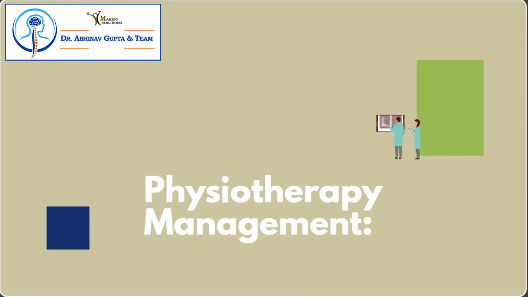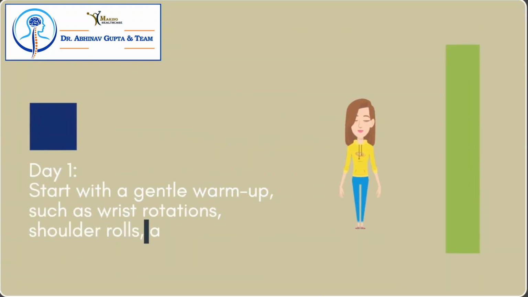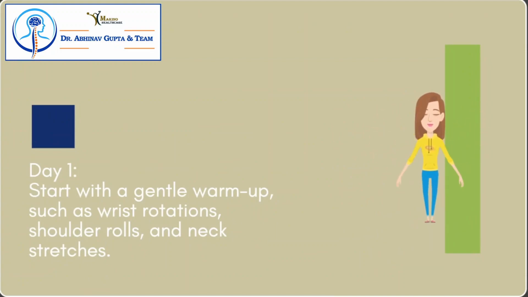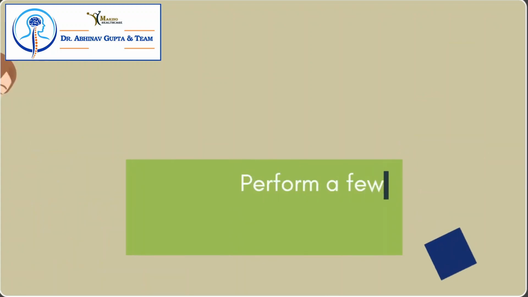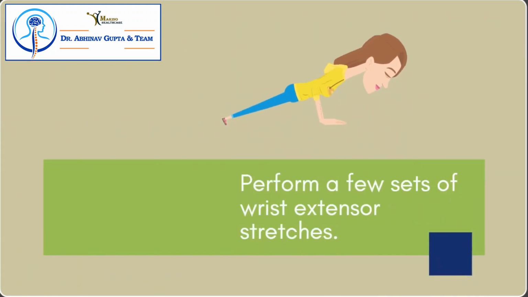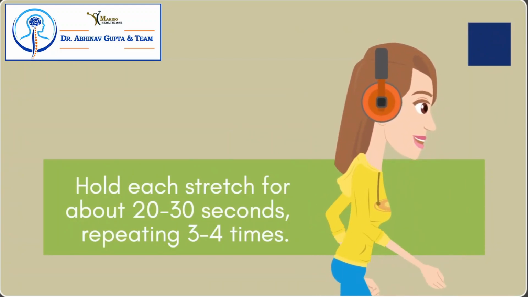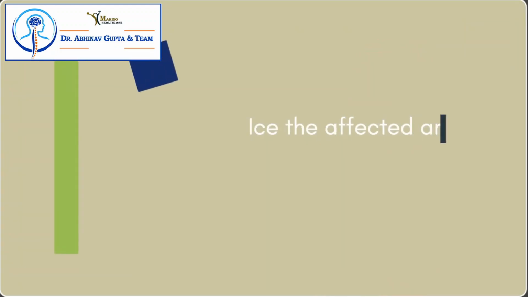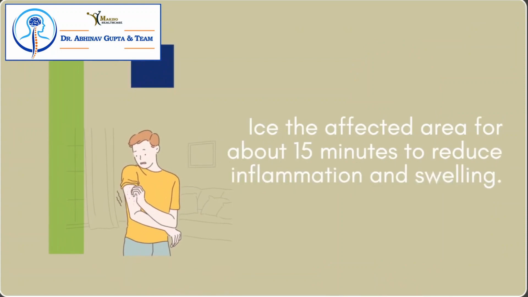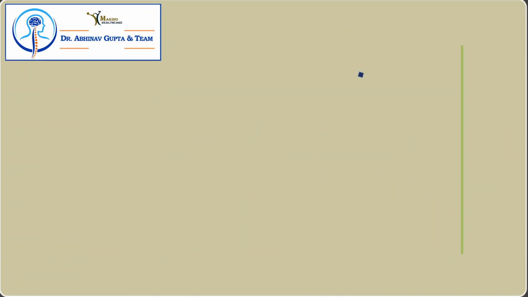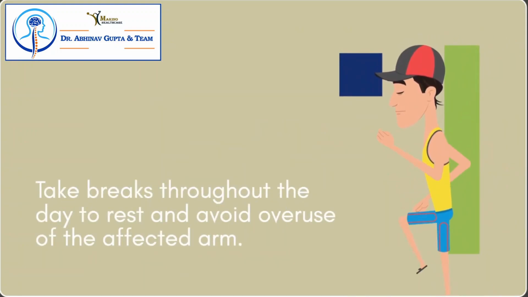Physiotherapy management. Day 1. Start with a gentle warm-up, such as wrist rotations, shoulder rolls, and neck stretches. Perform a few sets of wrist extensor stretches. Hold each stretch for about 20 to 30 seconds, repeating 3 to 4 times. Ice the affected area for about 15 minutes to reduce inflammation and swelling. Take breaks throughout the day to rest and avoid overuse of the affected arm.